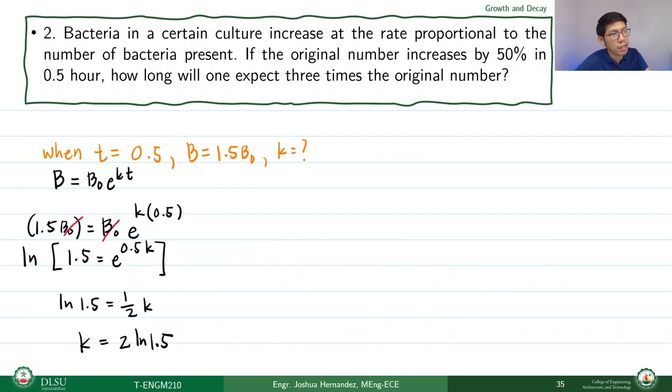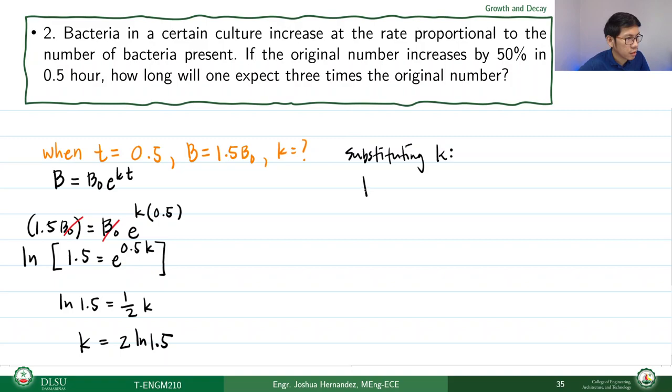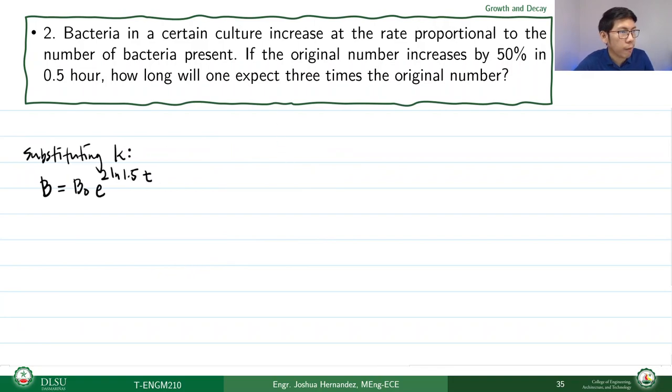We have now a good working equation, and that is substituting, magkakaroon tayo ng B equals B naught e raised to 2 ln 1.5 and then T. Yan. Ito na yung ating working equation. So, let's now proceed to solution. So, solution. Okay. So, for solution, ito yung ating working equation.